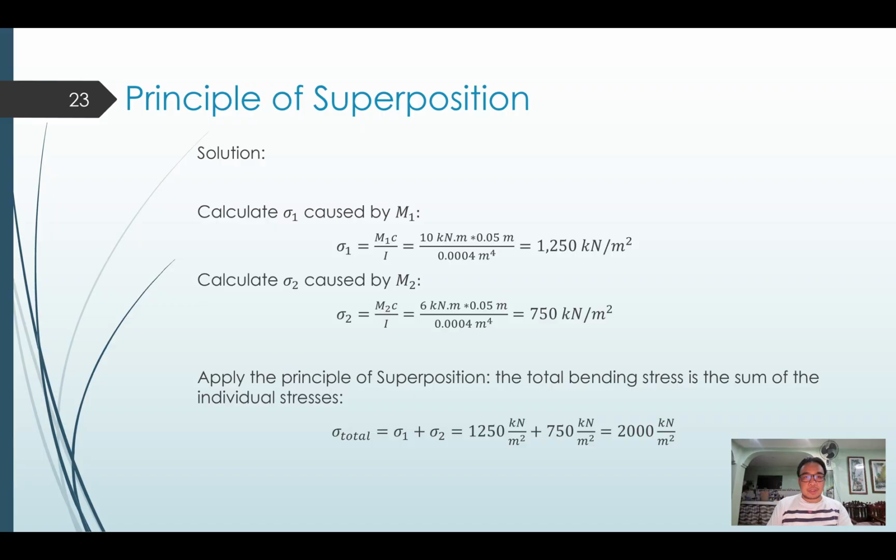the moments. Solutions. Calculate sigma 1 caused by M1. We will arrive at 1250 kilonewton per meter squared. And calculating sigma 2 caused by M2 will give us 750 kilonewton per meter squared. Now apply the principle of superposition. The total bending stress is the sum of the individual stresses. And now we have the total equal to sigma 1 plus sigma 2, equal to 2000 kilonewton per meter squared.